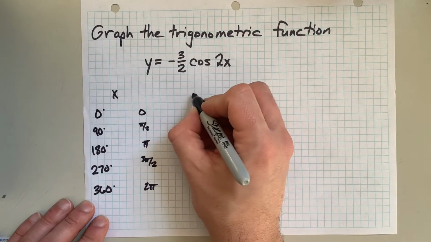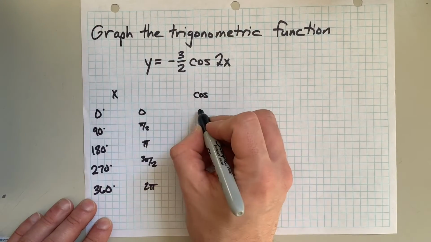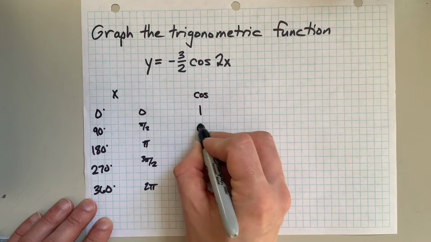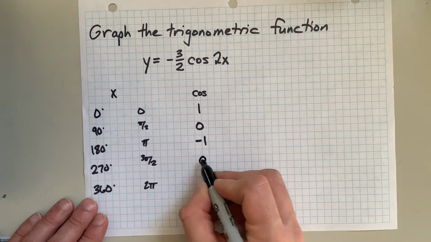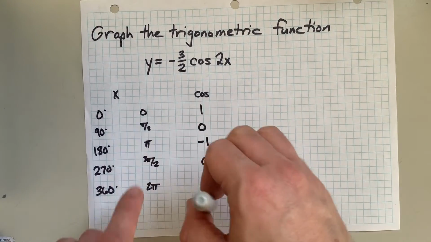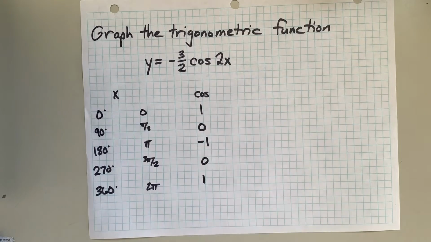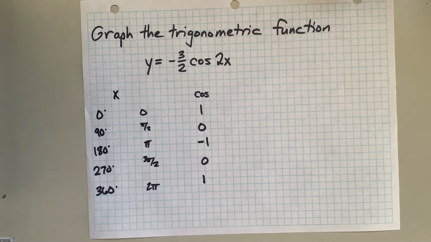And then the actual values for the cosine of each of these angles: the cosine of 0 is 1, the cosine of 90 is 0, the cosine of 180 is -1, and then 0 and +1 respectively. So that's just regular y equals cos x. But we are going to apply transformations to this.